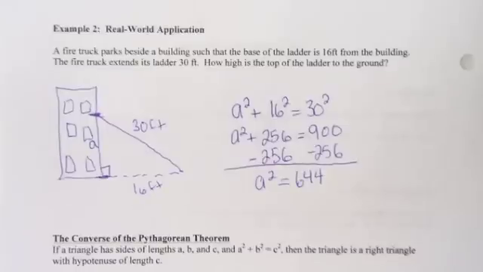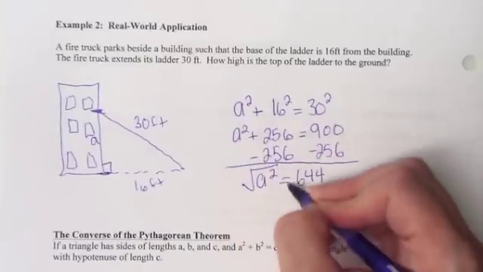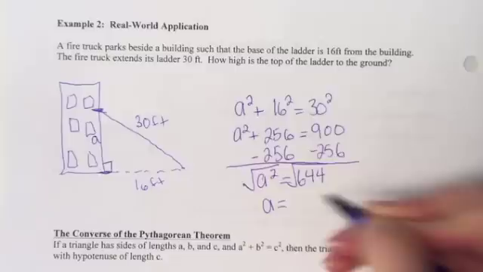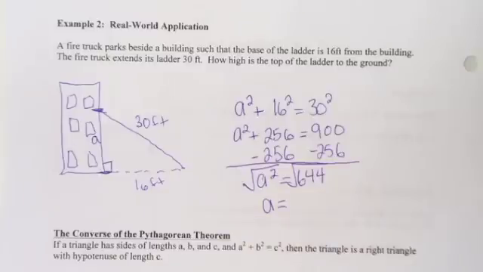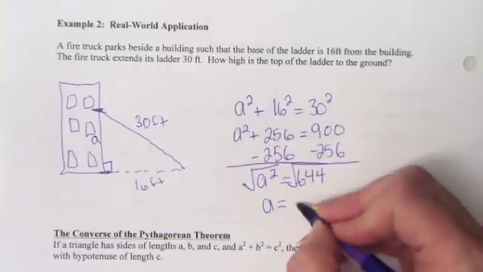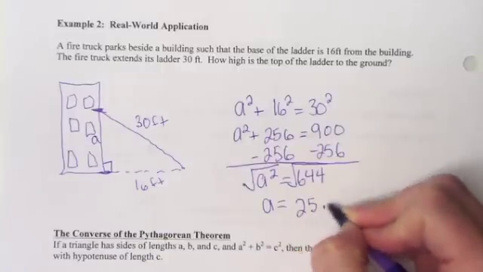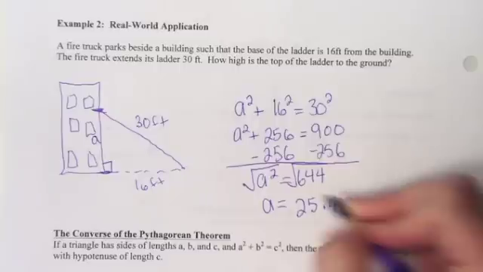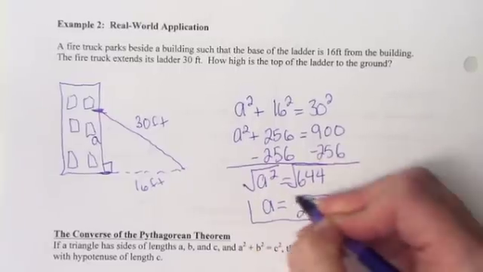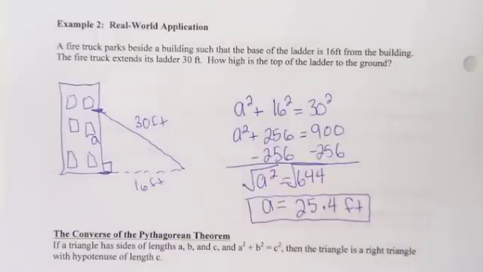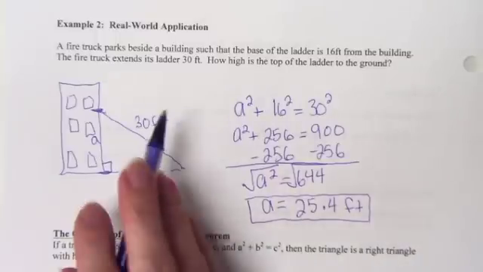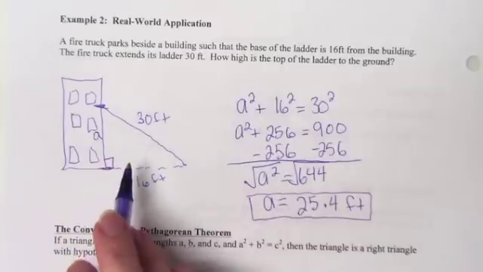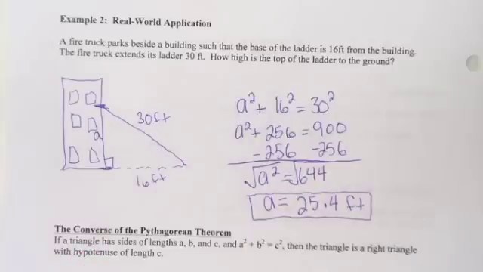Now that a squared is by itself, we take the square root of both sides, so we get a equals, and then the square root of 644 will give you 25. We'll just round again to the nearest tenth. We get 25.4 feet. So that's how tall the ladder sits on the building. It's 25.4 feet from the ground. So that's how you use it in a story problem. You want to draw the picture. If you don't draw the picture, it's really hard to be able to visualize what you're supposed to do.